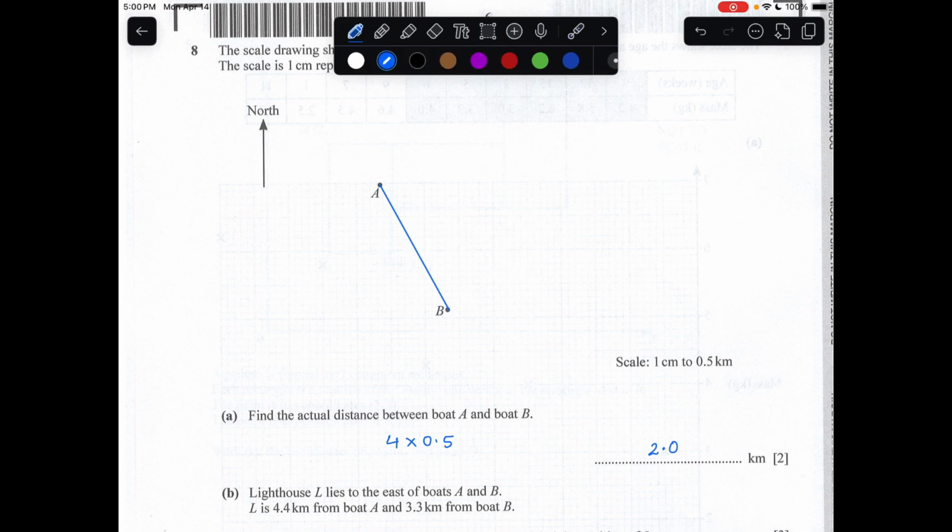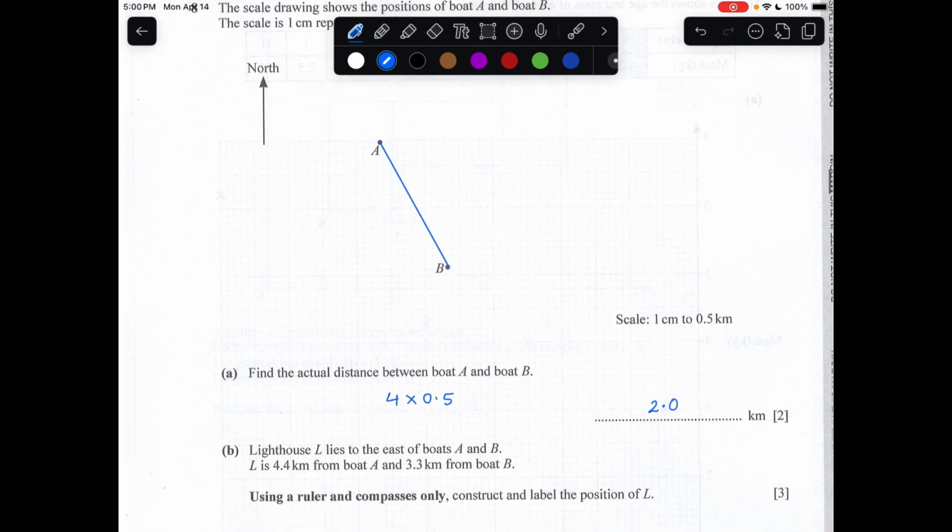The length of these arcs from A is going to be 4.4 kilometers. So you put your compass at point A over here, and then you cut an arc of 4.4. So let's say this is an arc of 4.4. This is a rough sketch. This is 4.4 kilometers. So you need to convert it into centimeters.